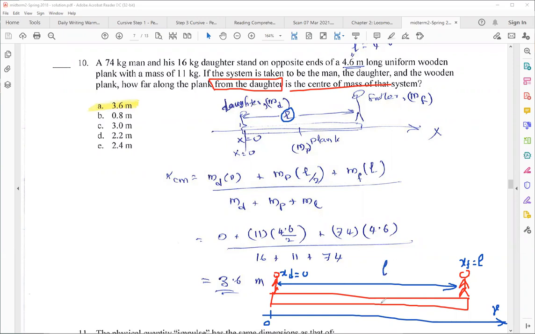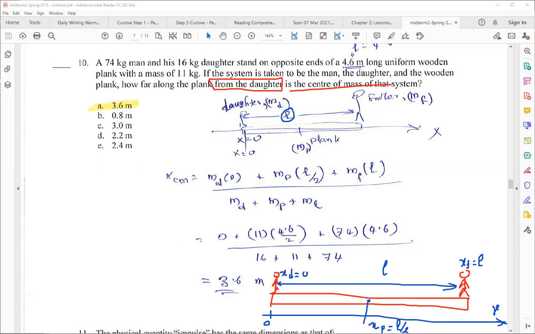Now, if the bar has a length L, what would be the position of the center of mass for the wooden plank? What do you think? If the total length of the wooden plank is L, so L over 2, very good, Faiza, Fatima, so it has to be L over 2. So x_p, let's call it for the plank, is L over 2.